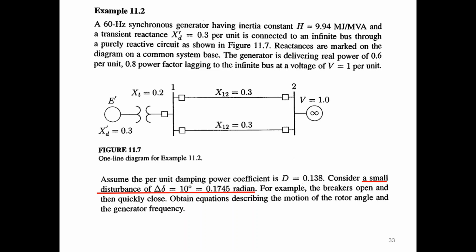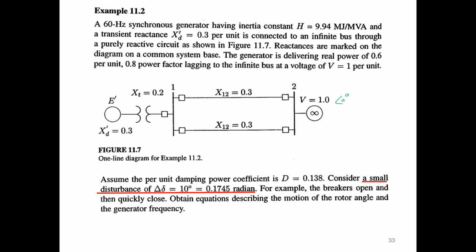This is probably like the previous example. We have a synchronous machine having inertia of 9.94, and the transient reactance is 0.3 per unit, connected to an infinite bus through a purely reactive circuit. Purely reactive means we don't have resistance. Reactances are marked on the common base, so we don't need to change anything. The generator is delivering 6 pu at 0.8 pf lagging to the infinite bus of V, and the angle of the infinite bus is 0.